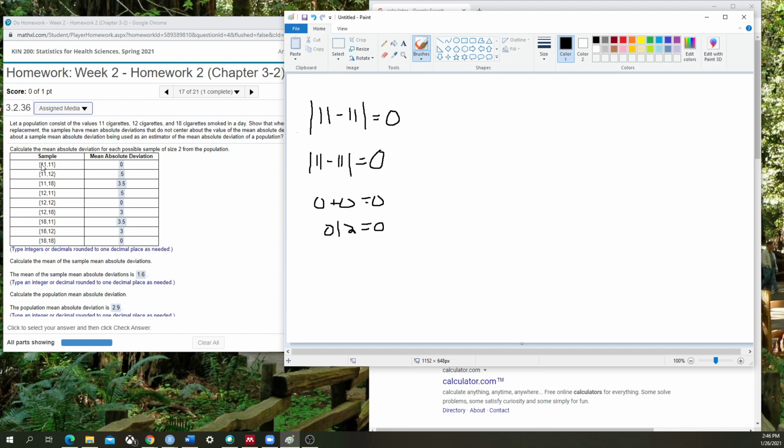Now the fact that these are the same value means that we're going to input 0 for every other sample that has the same value as well. As you can see, 0 is here, 0 is here, and 0 is here. That's for 18, 18, 12, 12, and 11, 11. All right.